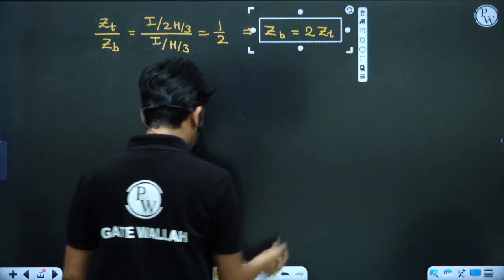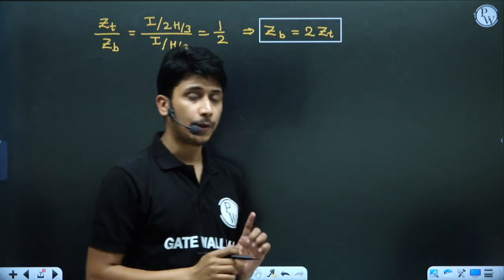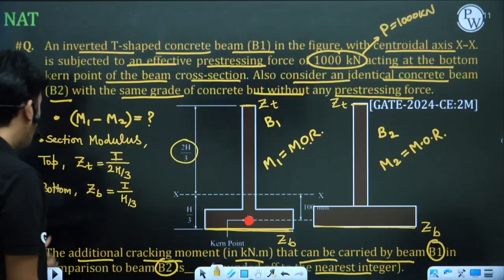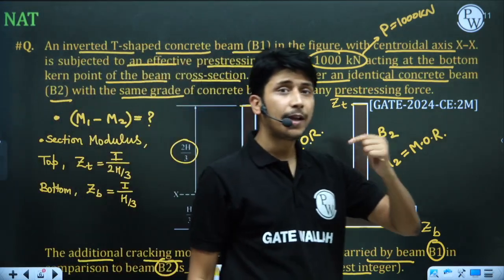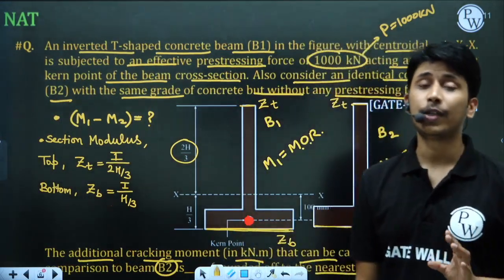Will this be used in the solution? Definitely this will be used because we have not started the calculation of M1 and M2. We have to calculate M1 and M2, but before calculating M1 and M2, we should know the section modulus.